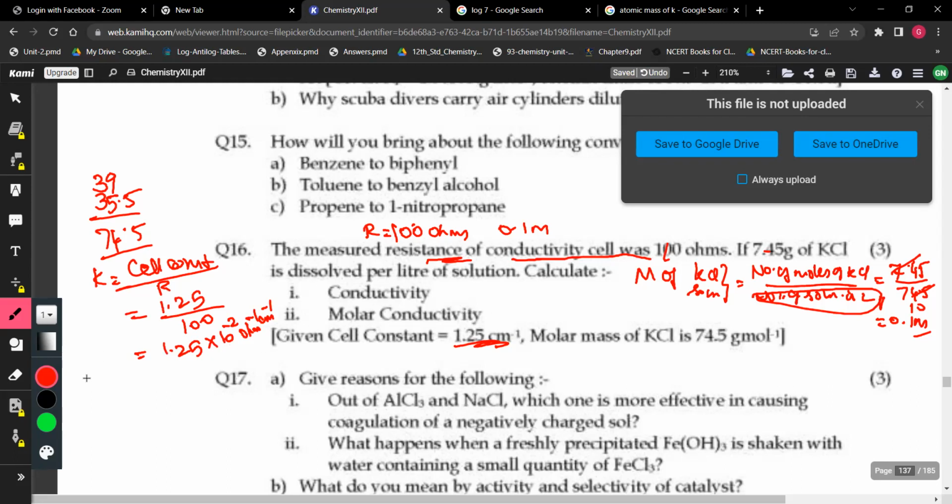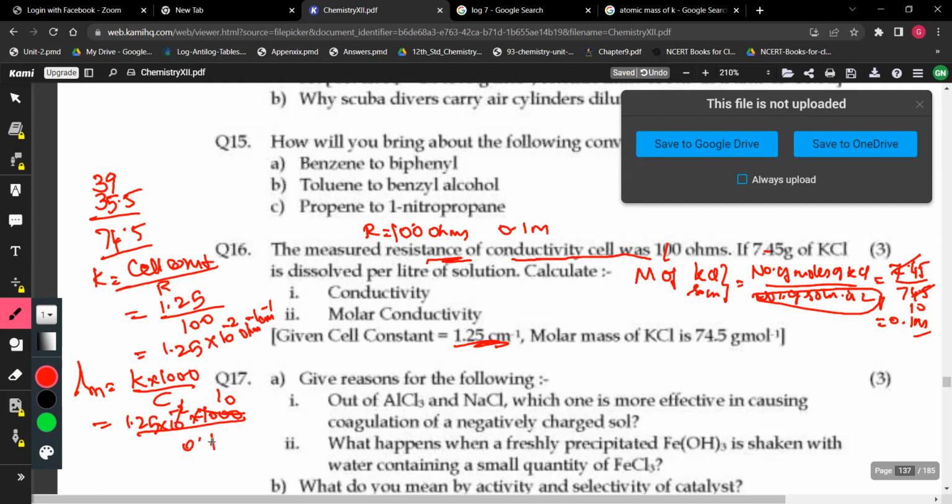Molar conductivity, how to calculate? Since the cell constant is in centimeter inverse, kappa value comes in centimeter inverse, so molar conductivity lambda m is equal to kappa into 1000 by c. What is the kappa value? 1.25 into 10 power minus 2 into 1000 by c. What is the c value? Concentration is 0.1. So this and this, when you cut, only 10 remains.